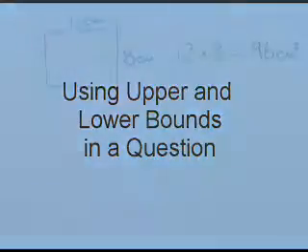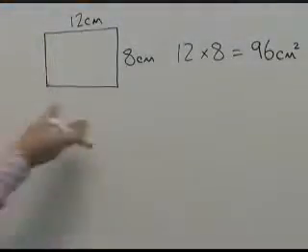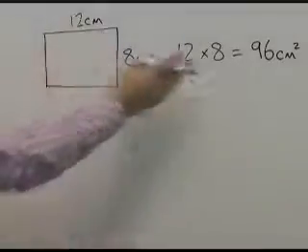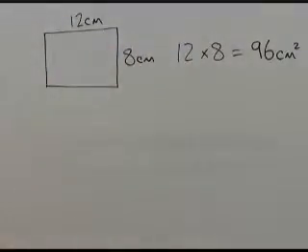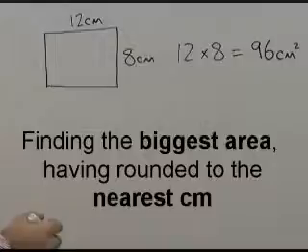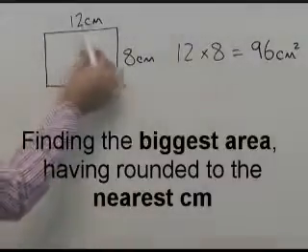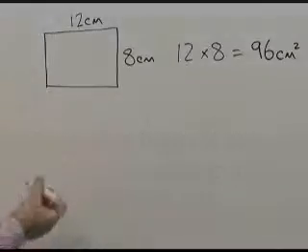Okay, what you can see here is the area of this rectangle. Now, you know how to find the area of a rectangle. 12 times 8 is 96 centimetres squared. Sometimes you get asked to find out what the biggest area of the rectangle could be, given that these numbers have been rounded to the nearest centimetre.